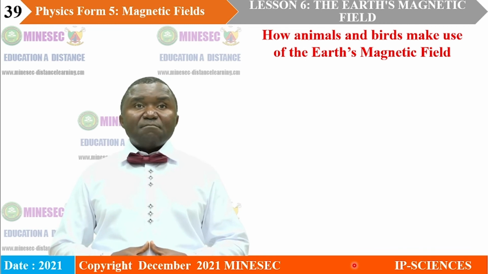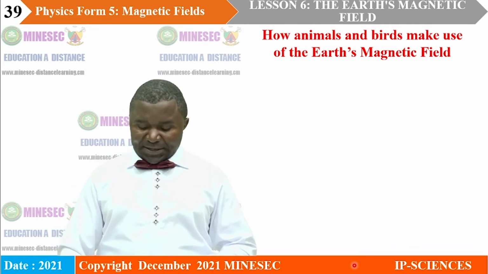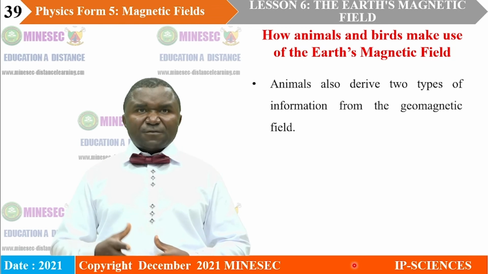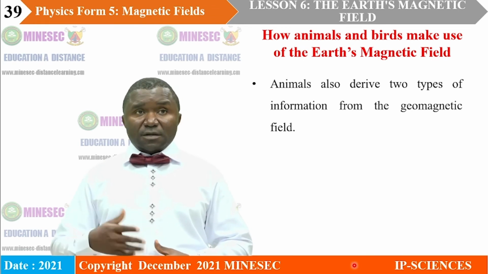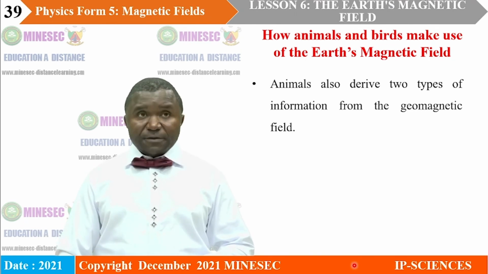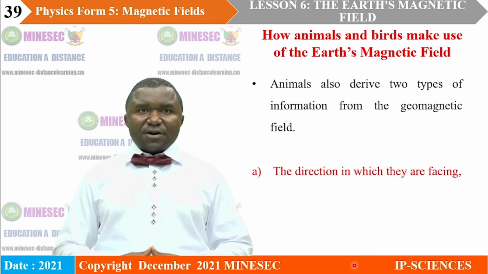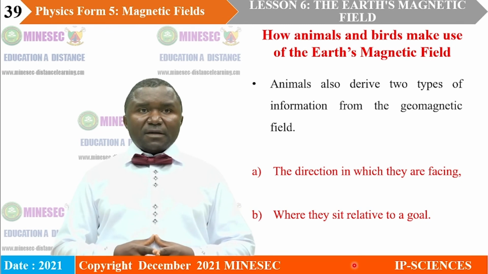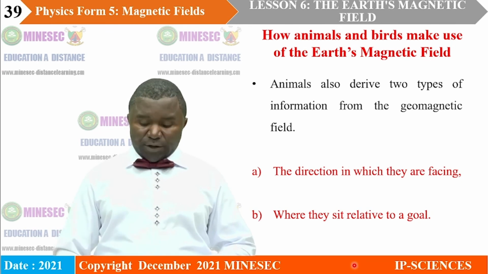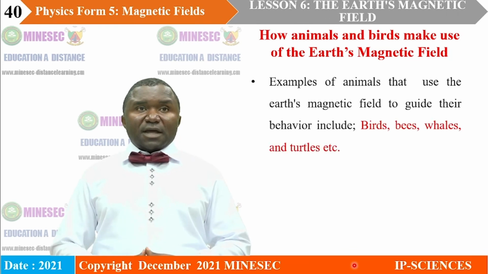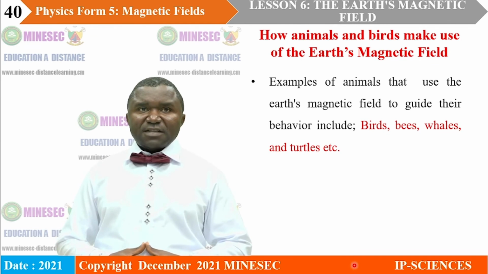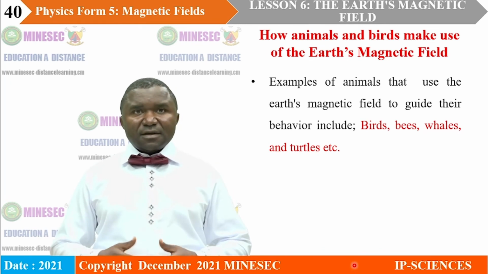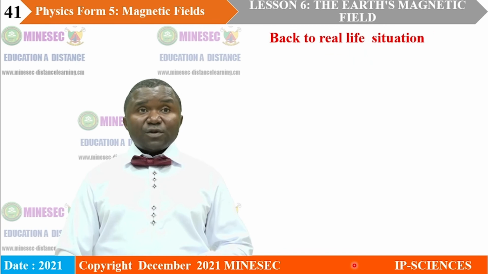How animals and birds make use of the earth's magnetic field. Animals also derive two types of information from the geomagnetic field. The first is the direction in which they are facing, and the second is where they sit relative to a particular goal. Examples of animals that use the earth's magnetic field to guide their behavior include birds, bees, whales, and turtles, just to name a few.